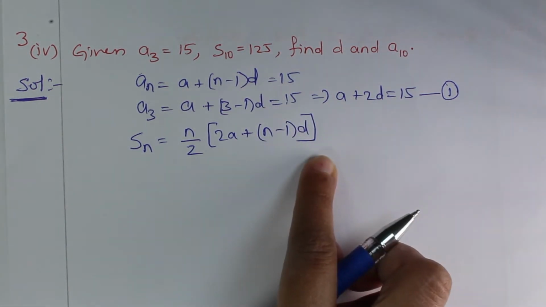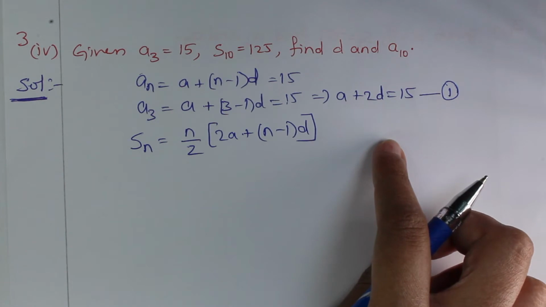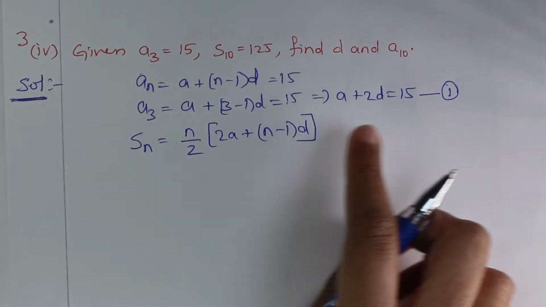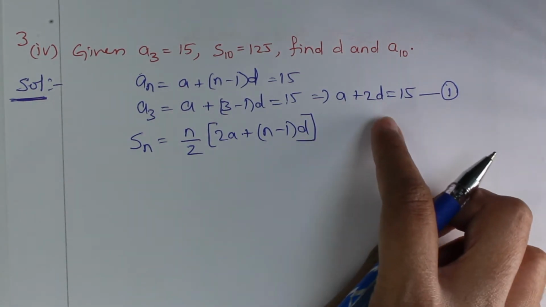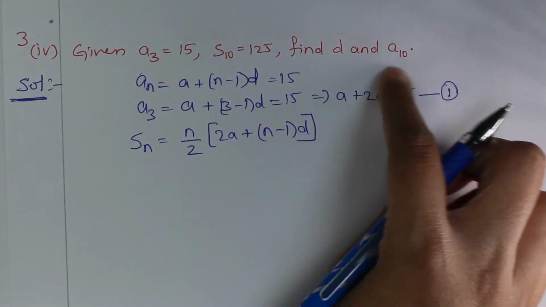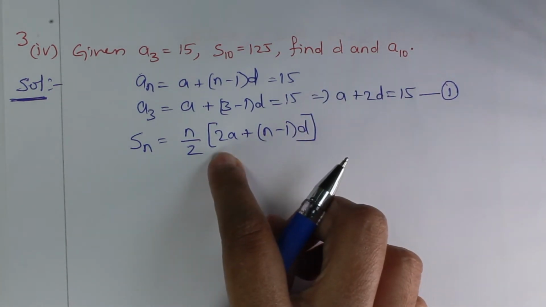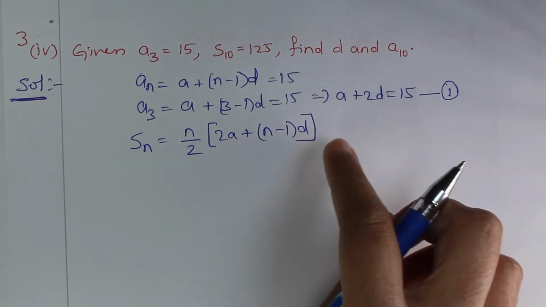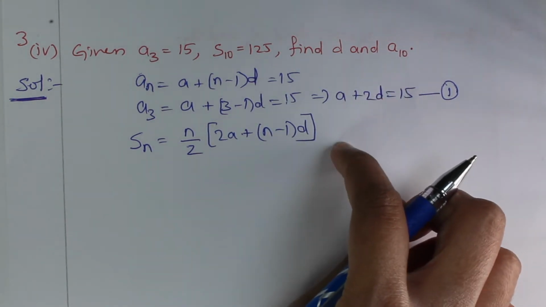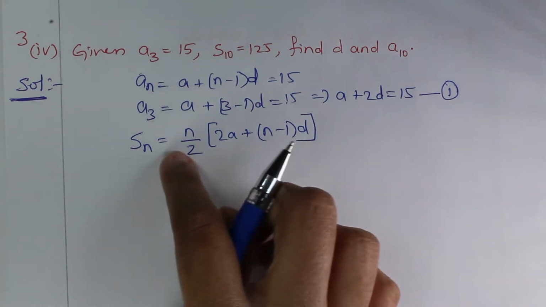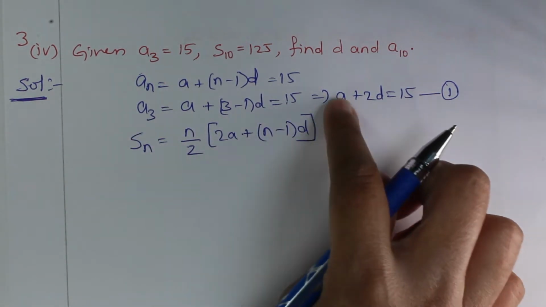Why are we using this formula? Why not Sn is equal to n by 2 into a plus l? We are using this formula because we already have an equation with the terms a and d. So if we use this formula, we will get another equation with the terms a and d. So we can solve both the equations to get the values of a and d. That's why we are taking this formula for Sn.